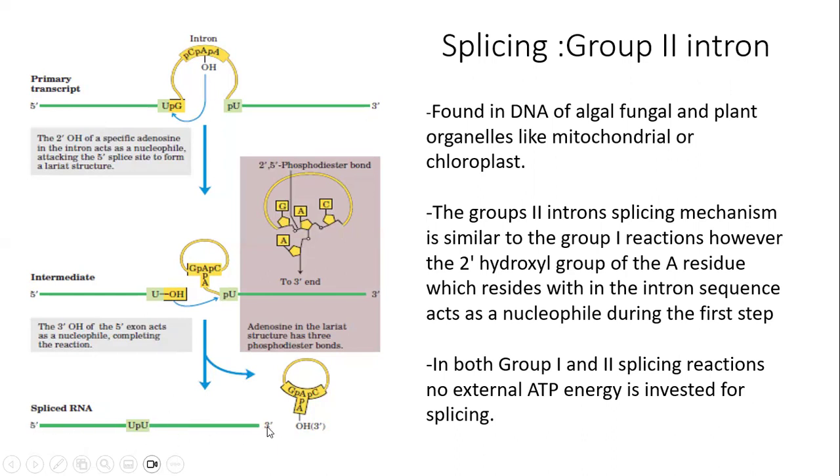Again, we have formation of the exon bond in the process, and the intron is removed as a rope-like structure, which is also known as a lariat. In both group 1 and group 2 splicing mechanisms, there is no external input of ATP energy.